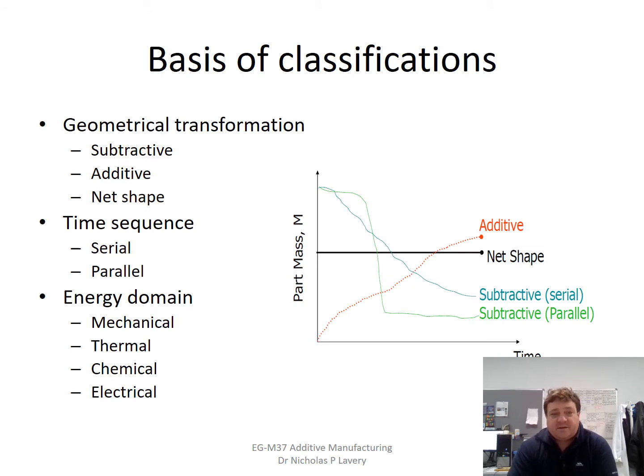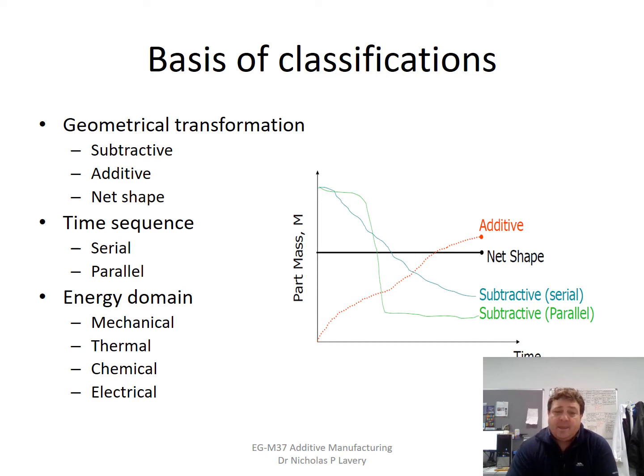On the basis of these classifications, there are other ones. We can look at the geometrical transformation itself, whether it's subtractive, additive or net shape, so it changes the volume somehow, although there's geometrical shape. We can base it on the time, whether it works in serial or in parallel. And then we can also base the classification on an energy domain. So therefore we can have mechanical transformations, thermal, furnace-based, chemical, electrical, and so on.